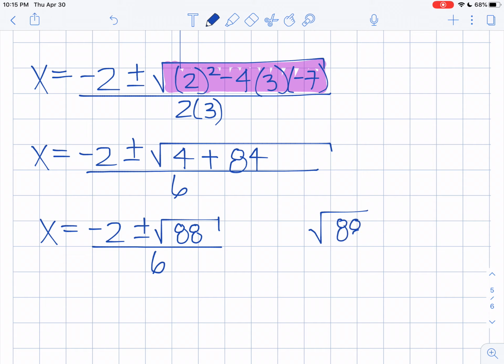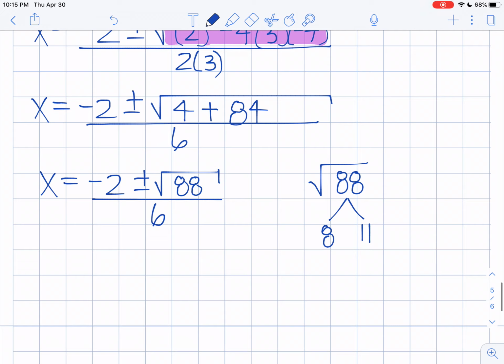So when I simplify square roots, we're going to say, okay, what two numbers multiply to 88? 11 times 8. 11 is a prime number. What two numbers multiply to 8? 4 times 2. 2 is a prime number. What two numbers multiply to 4? 2 and 2. 2 is the prime number.